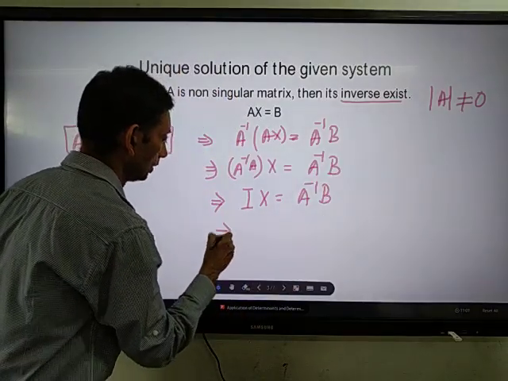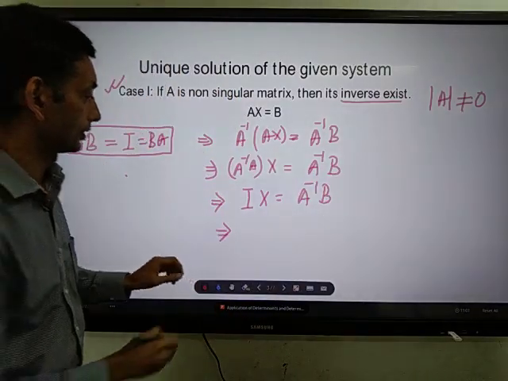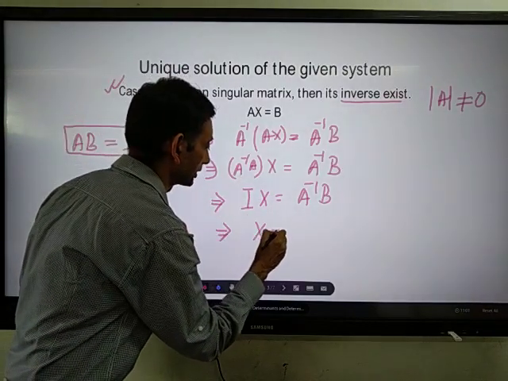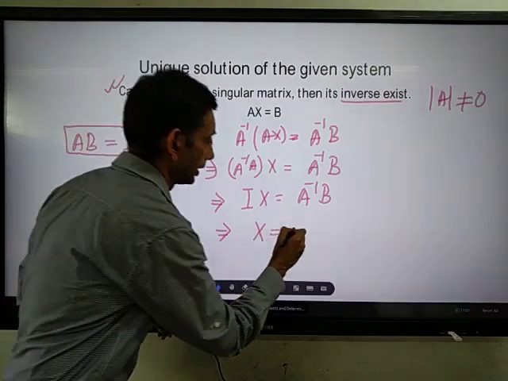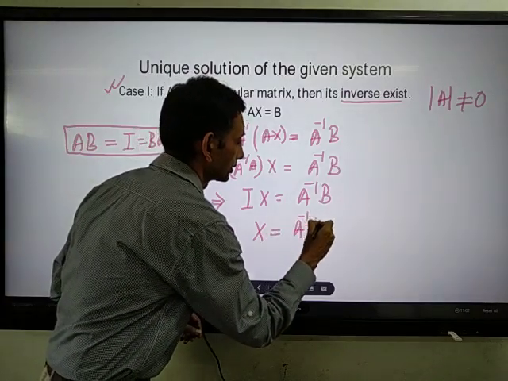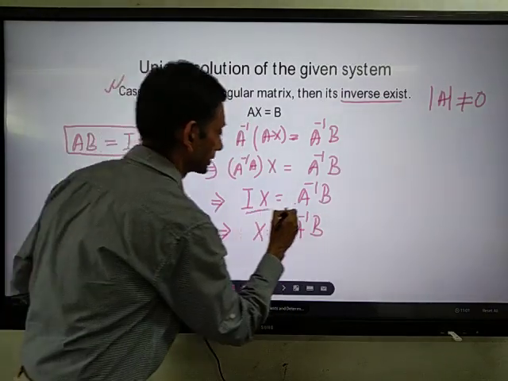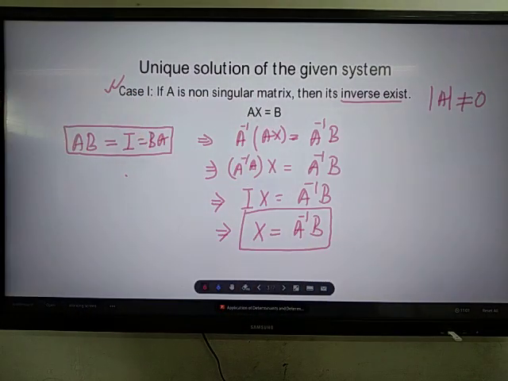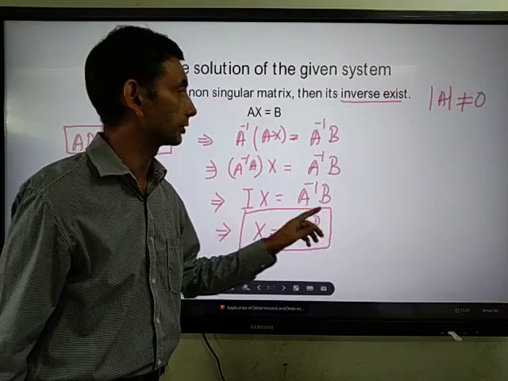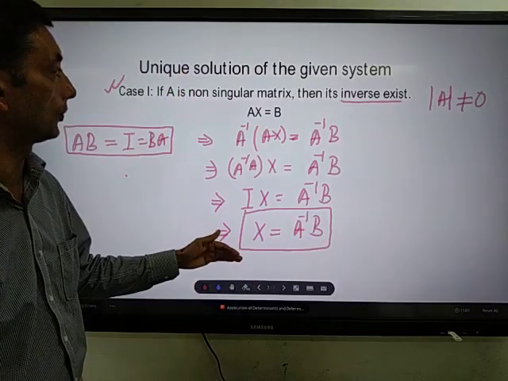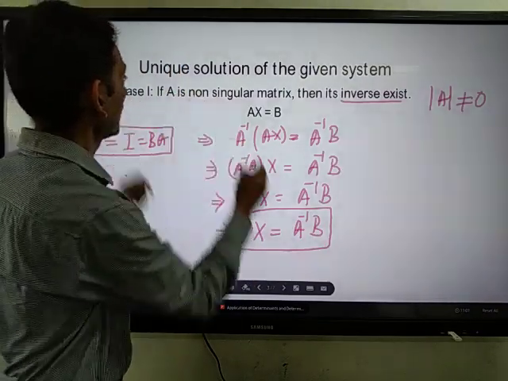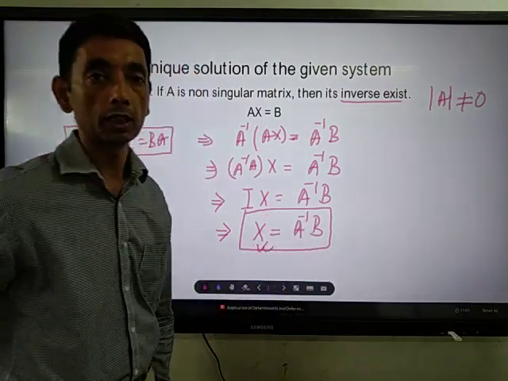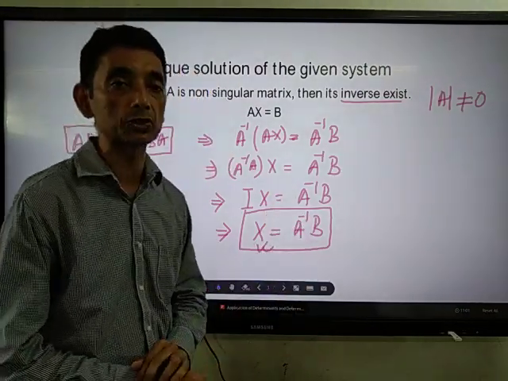So now, if you multiply I and X, if you multiply a matrix by an identity matrix, you get the matrix itself, that is X = A inverse B. So this is the value of X, that is X is equal to A inverse into B. We can obviously solve this in case A is a non-singular matrix. And what will be the nature of the roots? What will be the nature of the values of X, Y, Z?